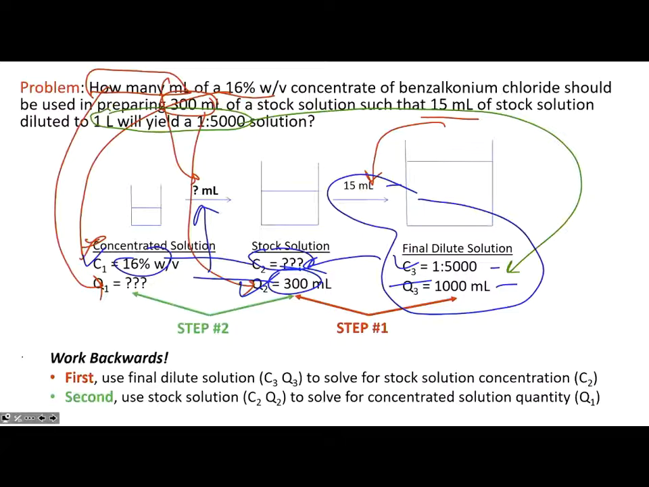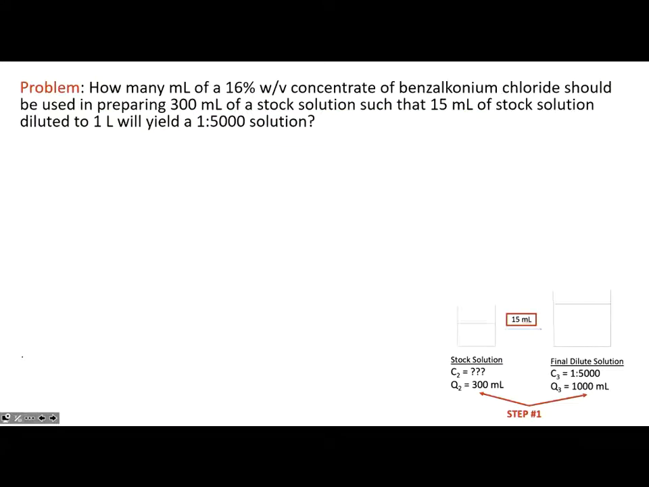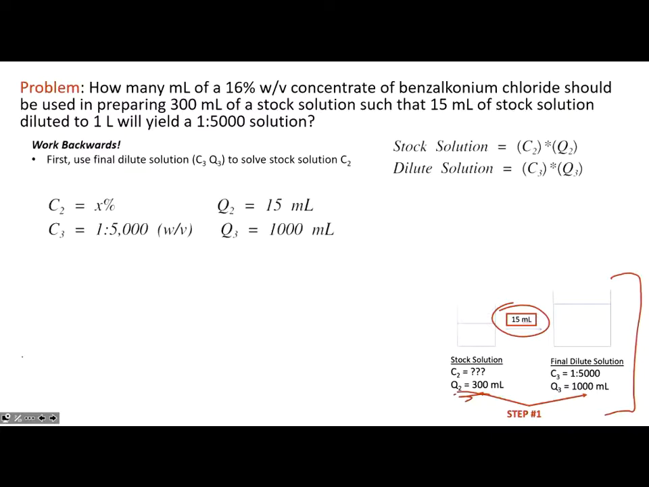So we'll work through it here, but the trick is to know that we're actually going to start with step one. Step one, what do we know about that? We know our final concentration. We know that our final dilution was this, and that we're using 15 milliliters of this solution. So with that in mind, let's set up our C's and Q's. It works the same way, but now I'm going to use C2Q2 and C3Q3, where the 3 represents the final dilution, the 2 is the stock solution, and we'll go back to 1 when we do our initial concentrated.